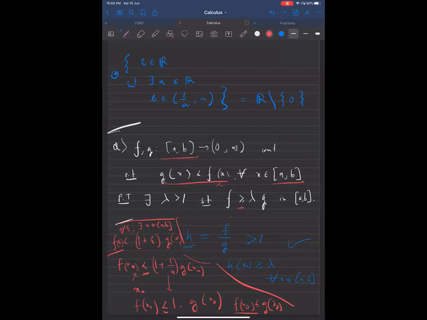So now tell me this: what if we replace this closed interval by an open interval? Will it be true? Will it still be true? If not, then you should give me a counterexample.